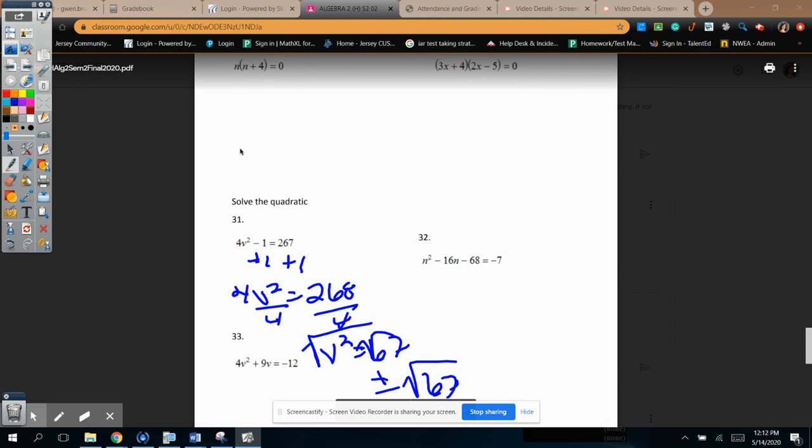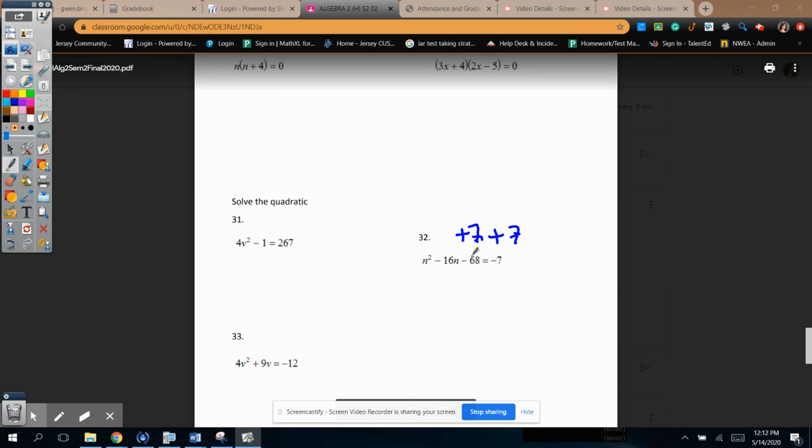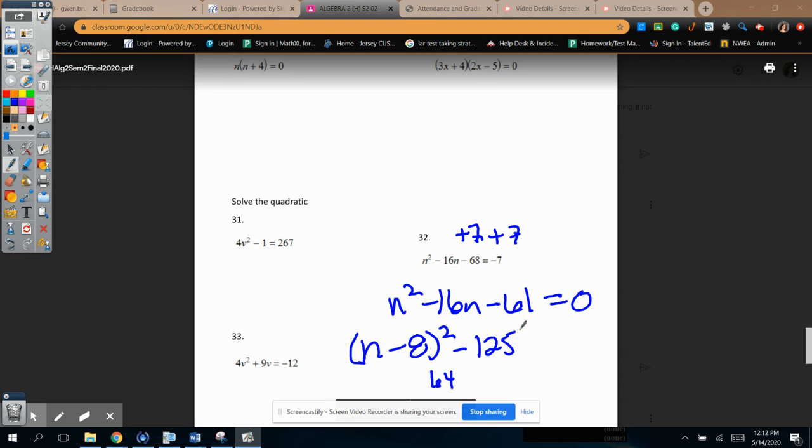On this one, you'll get 0 on one side, and then factor or quadratic formula. Negative 61 equals 0. So maybe I'm going to complete the square. So it's an n minus 8 squared, which would be 64. And I need to get to a negative 61. So I got to subtract the 64 and then 61 more. So 64 plus 61 is what, 125? Okay. You could do quadratic formula here too if you don't like that.